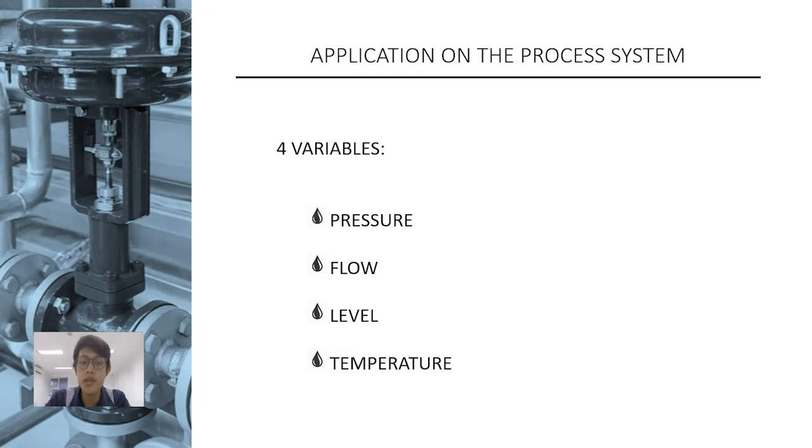Application on the process system. In the application of control valves, I will discuss the control system on 4 variables using the control valve. These 4 variables include pressure, flow, level, and temperature.